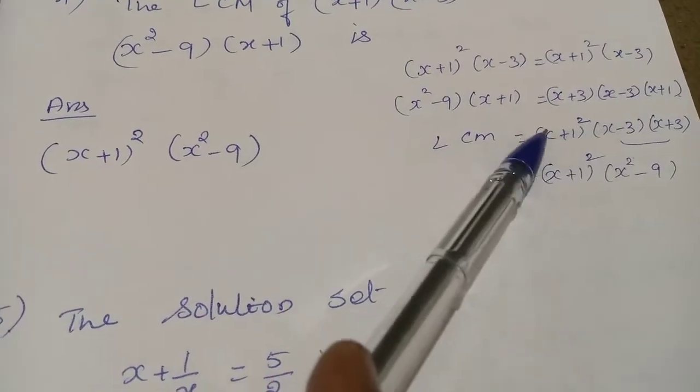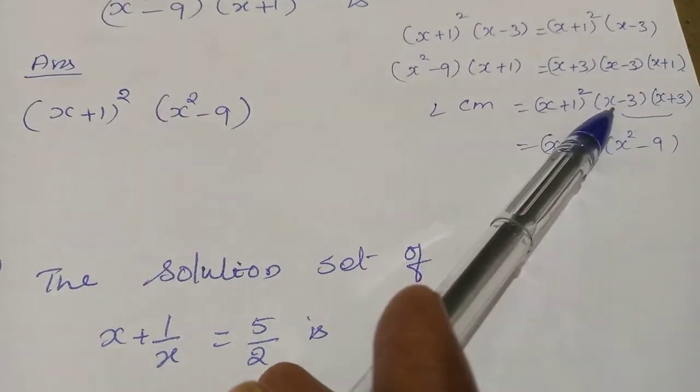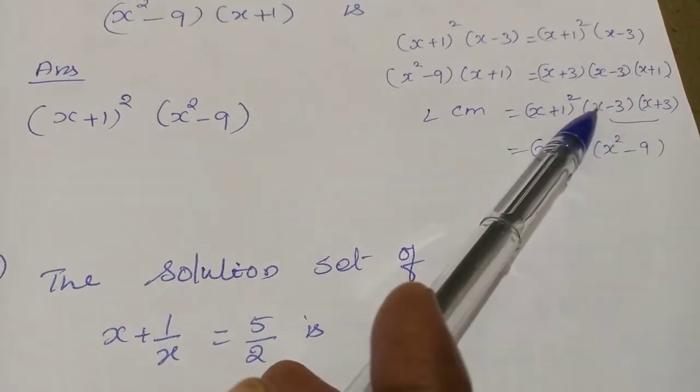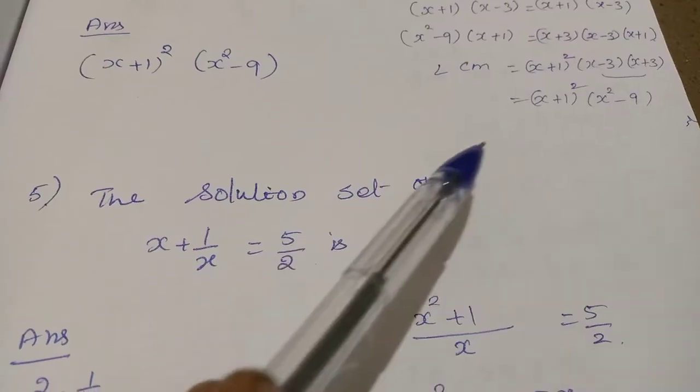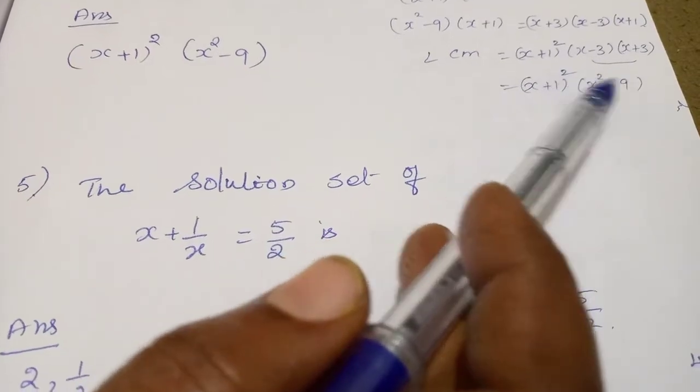It is x plus 1 the whole square. Now it is in the form of a plus b into a minus b. A plus b into a minus b is a square minus b square. So it is x plus 1 the whole square into x square minus 9.